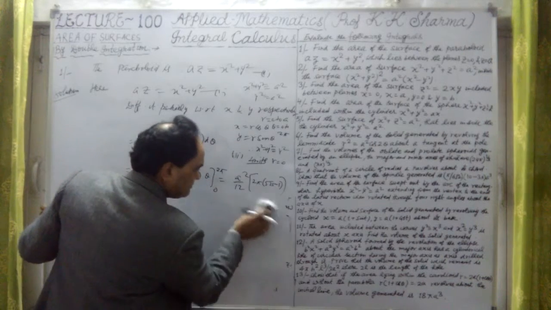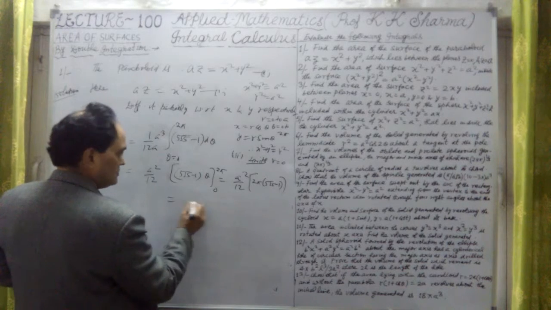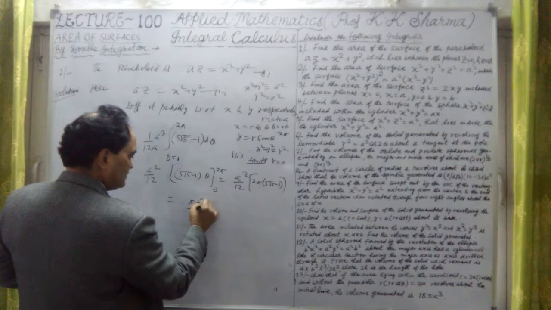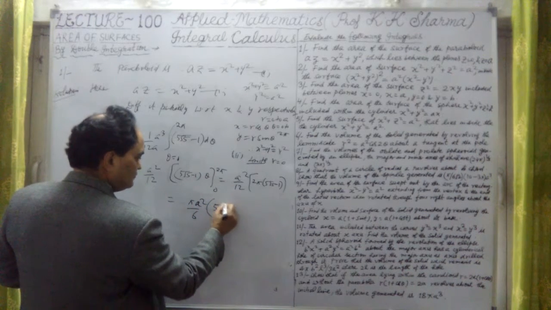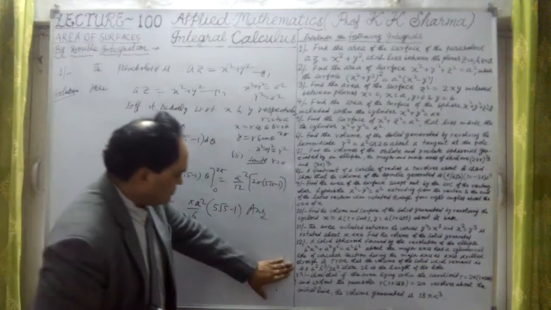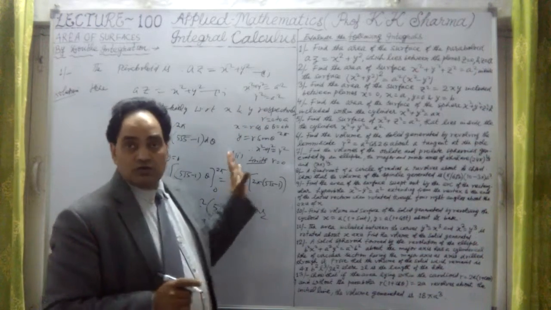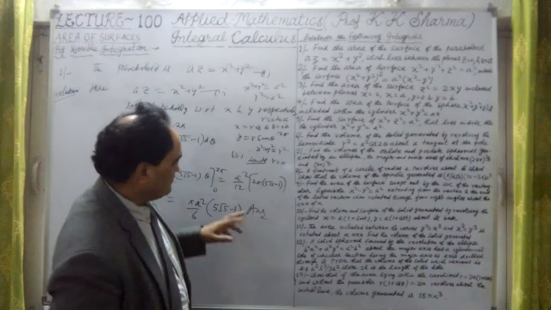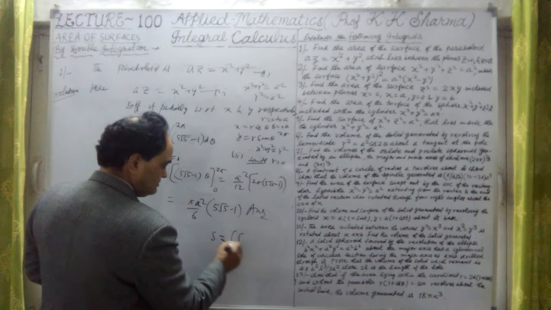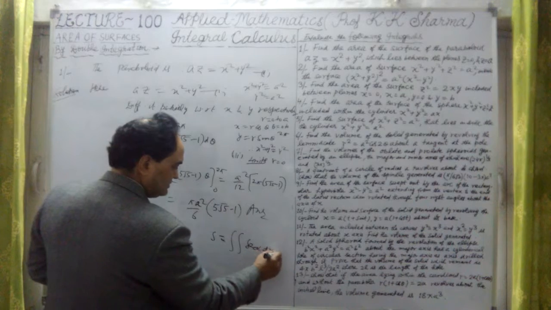Finally, what is the answer? In this case, we get the answer as pi a square upon 6, within bracket 5 under root 5 minus 1. This is the answer here. So the area of this paraboloid is this much. The question is just a tricky one, we just have to apply the formula. What is S, the surface area? Surface area by double integration is given by secant alpha dx dy.